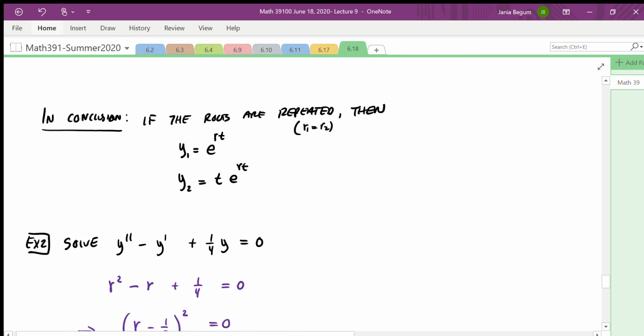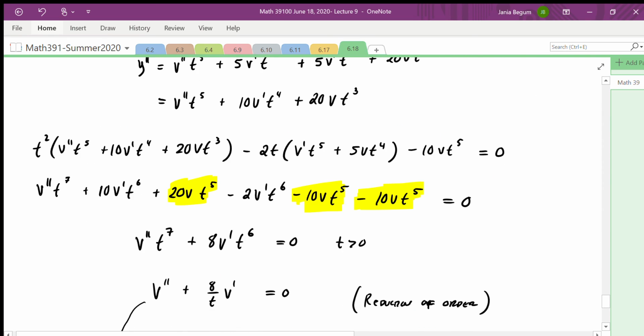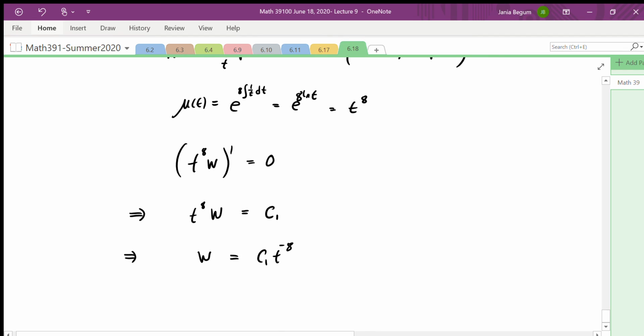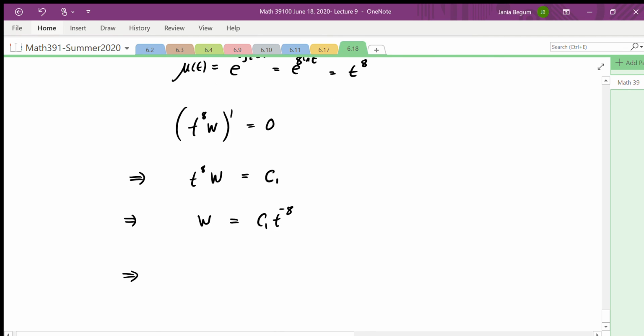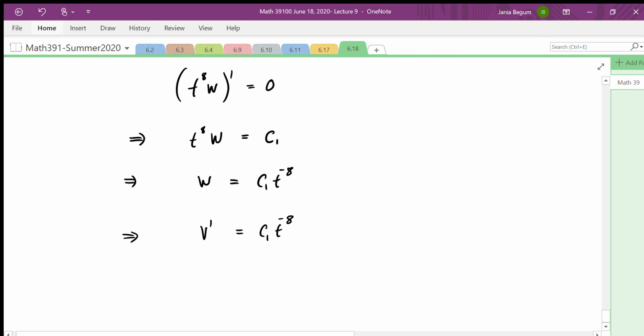So this would be v prime is equal to C1 t to the negative 8. And then to solve for v, we just have to integrate one more time. So we get v is equal to, and then we integrate on the right side as well. That would be C1 t to the negative 7 plus C2. So that's our function v.